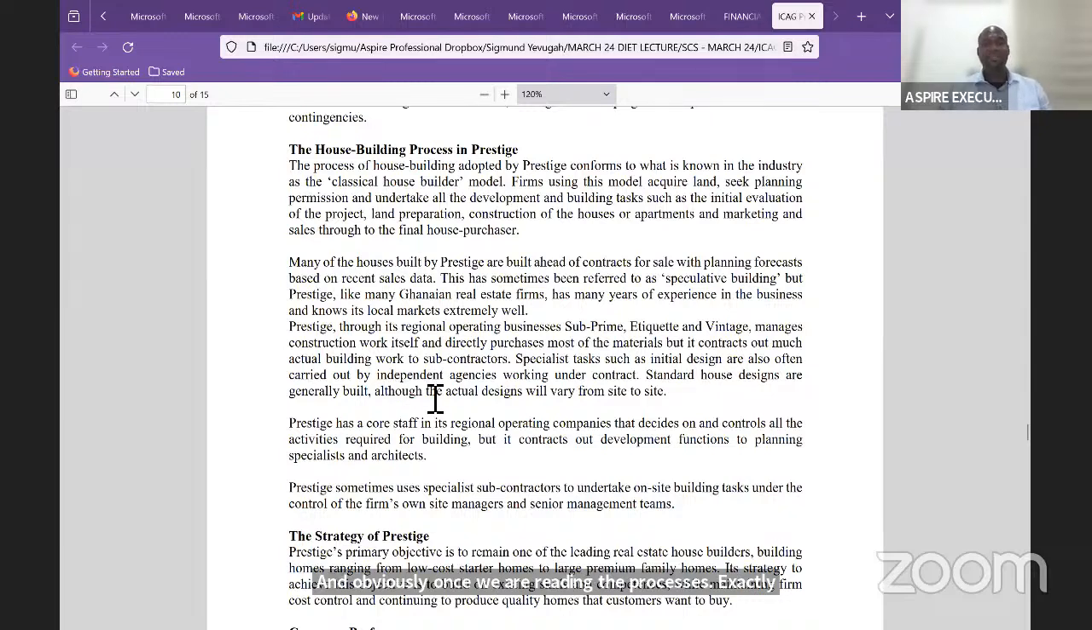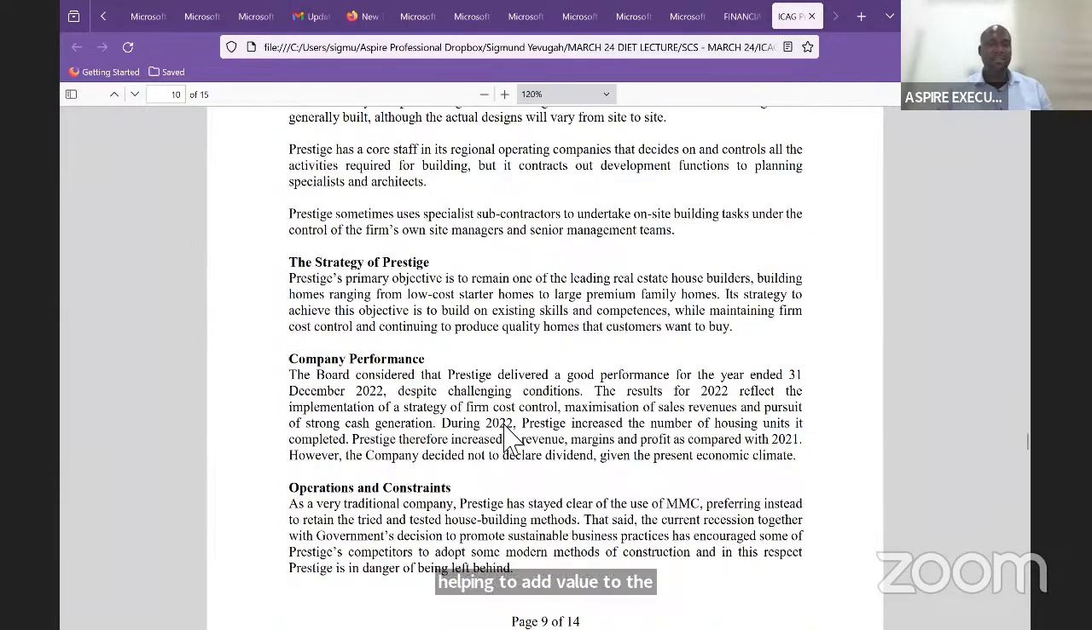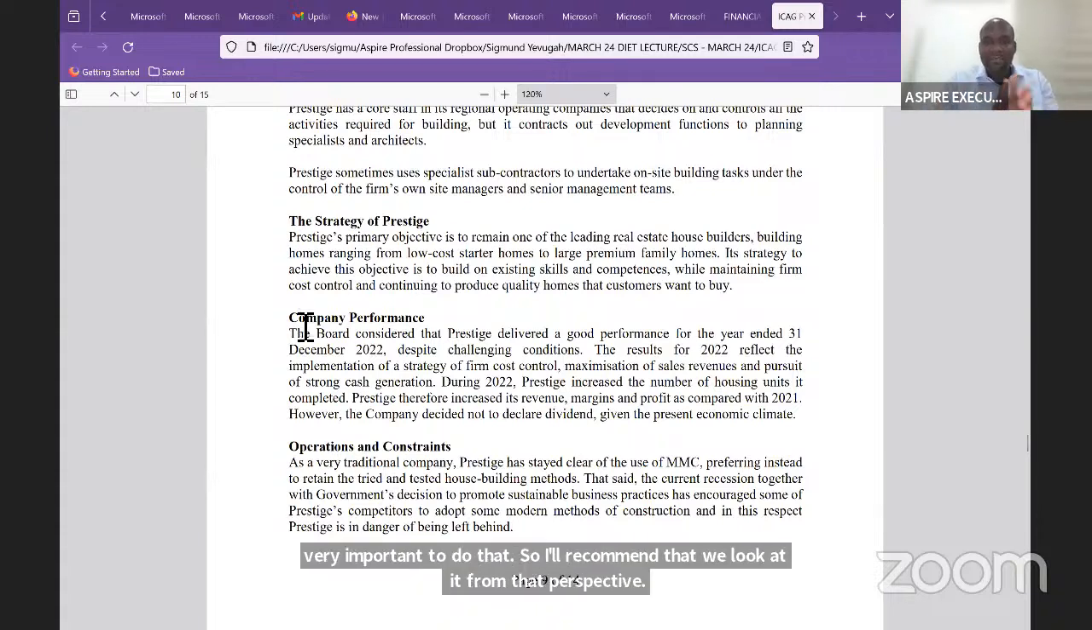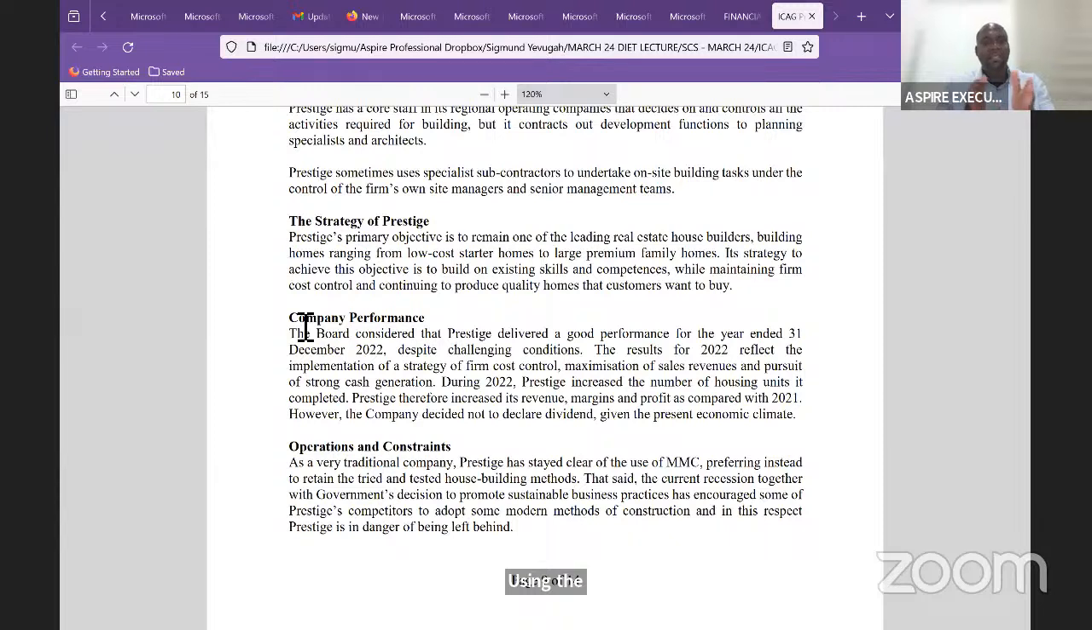It's very important that, as the company has various activities which it puts together, each of which helps the company to offer value to its customers, we are able to go through the value chain to see how each aspect of their activities is and whether those activities are helping to add value to the company. It's very important to do that. So I'll recommend that we look at it from that perspective, using the value chain to look at the various aspects of the company's activities, and where there is any challenge, we may want to make a recommendation that the company would likely outsource it.